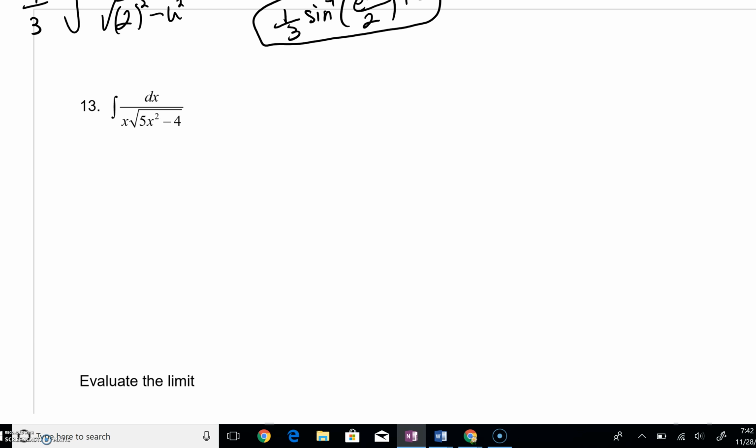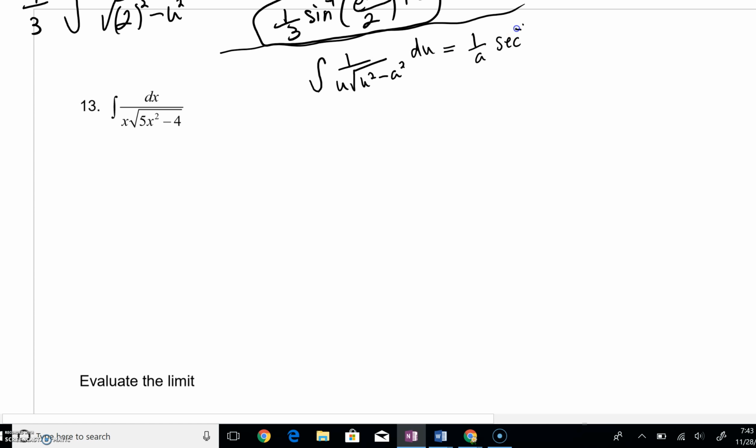Our last integral on this review is somewhat reminiscent, I hope you're going to be able to see, to what we saw with inverse secant. And it doesn't look quite exactly like what we saw in our notes the other day. But remember, what we saw in our notes was if you had 1 over u times the square root of u squared minus a squared du, that would be 1 over a inverse secant of u over a plus c.